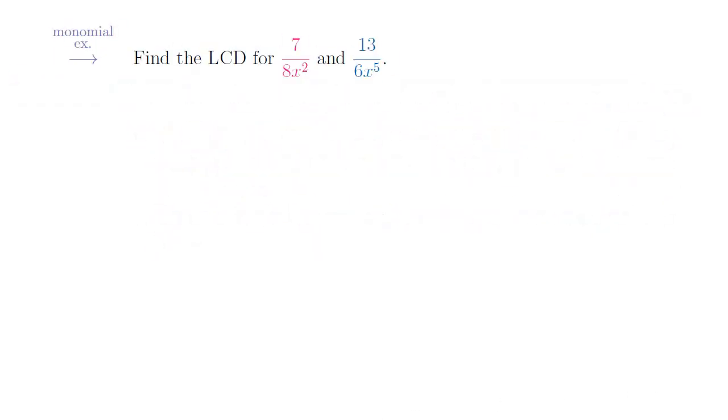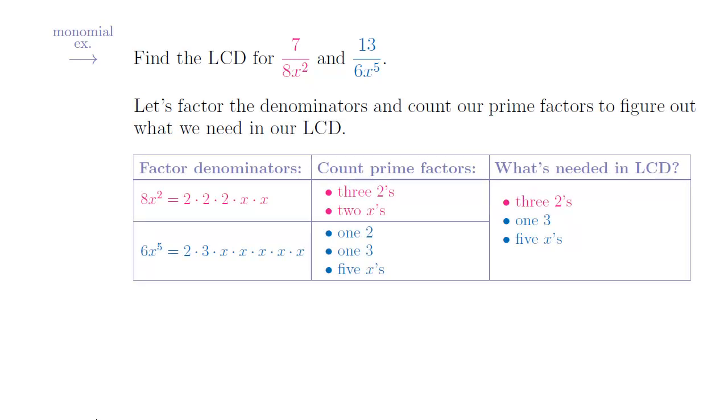So let's now take a look at where we find the least common denominator for rational expressions. The first example involves monomial denominators. Let's find the LCD for 7 over 8x squared and 13 over 6x to the fifth. Recall our first step is to factor the denominators. So 8x squared is 2 times 2 times 2 times x times x, and 6x to the fifth is 2 times 3 times x times x times x times x times x when written in prime factorization form.